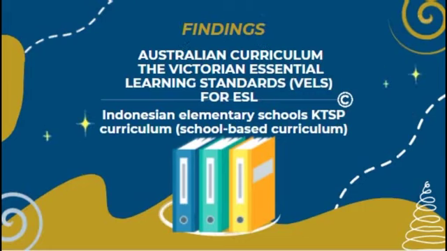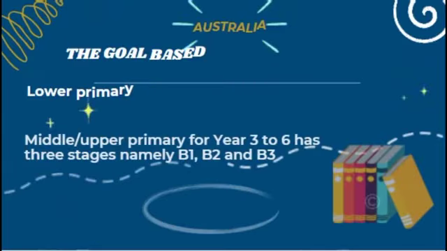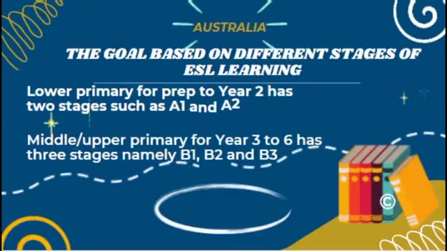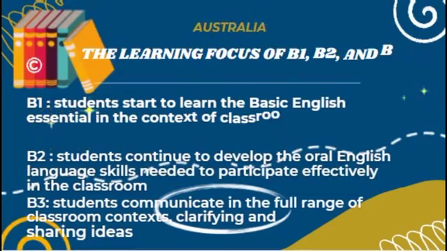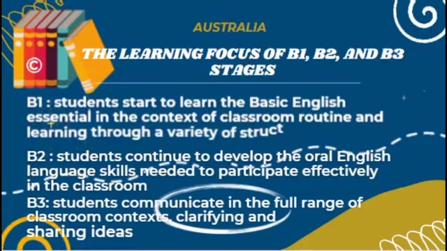The results show that the goals of ESL in primary school in Australia were seen from the different stages of ESL learning. The middle to upper primary, year 3 to year 6, had 3 stages. They are B1, B2, and B3.